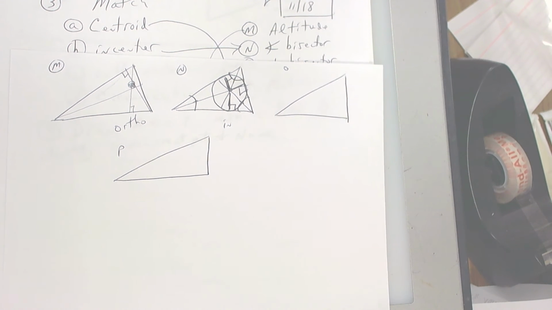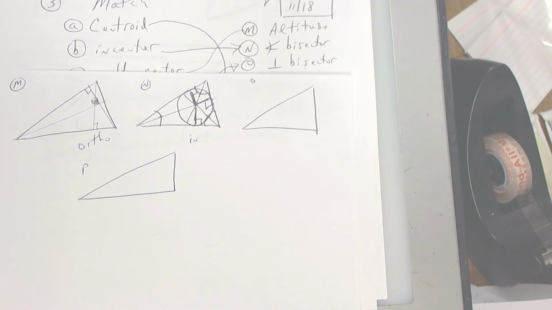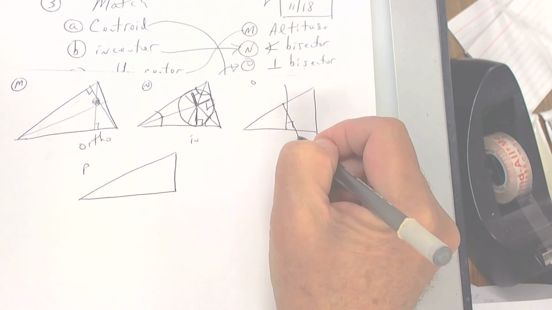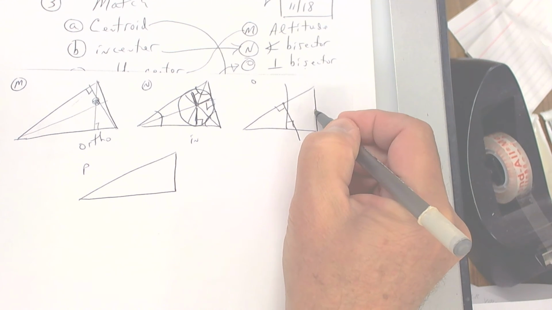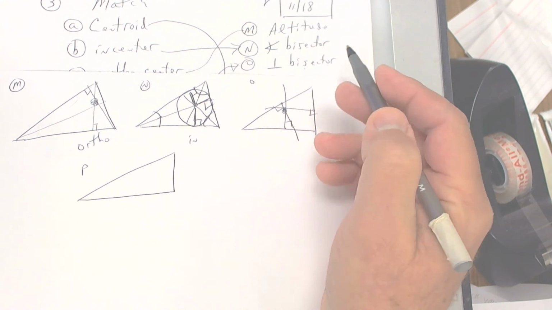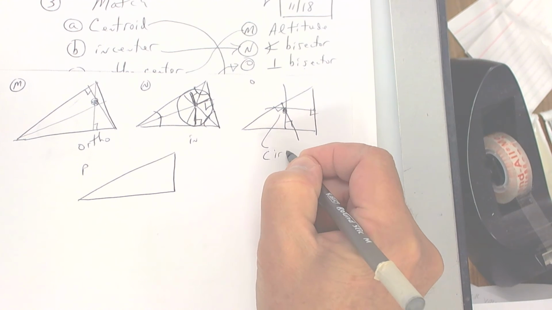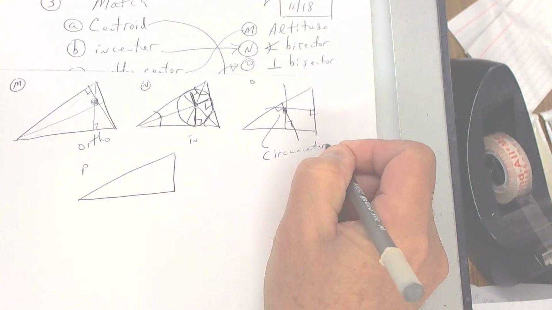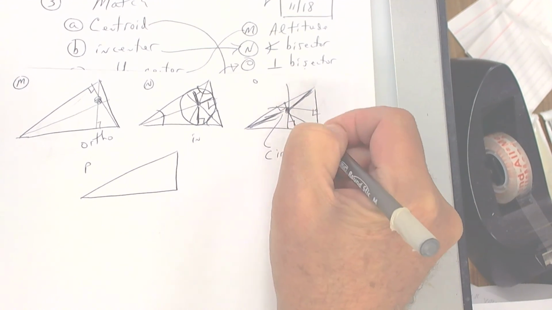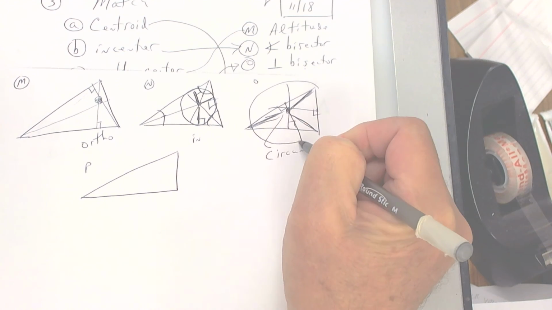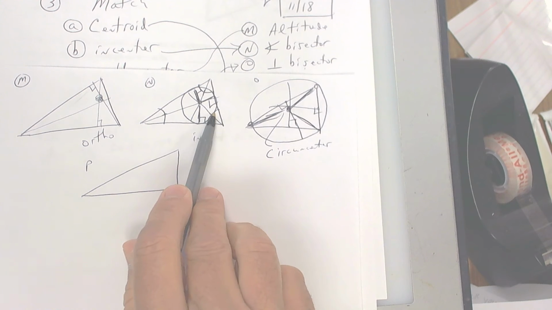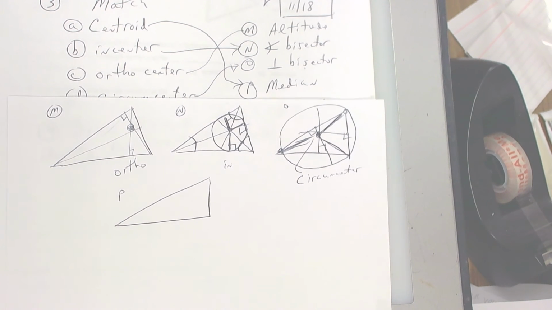Okay? The next one is the perpendicular bisector. So go to the middle, go 90 degrees. Go to the middle, go 90 degrees. Go to the middle, go 90 degrees. And where they hit here, this point is called the circumcenter. Now the significance is the distance to the vertices are the same. And this makes a circumscribed circle around the vertices. Inscribed, circumscribed.